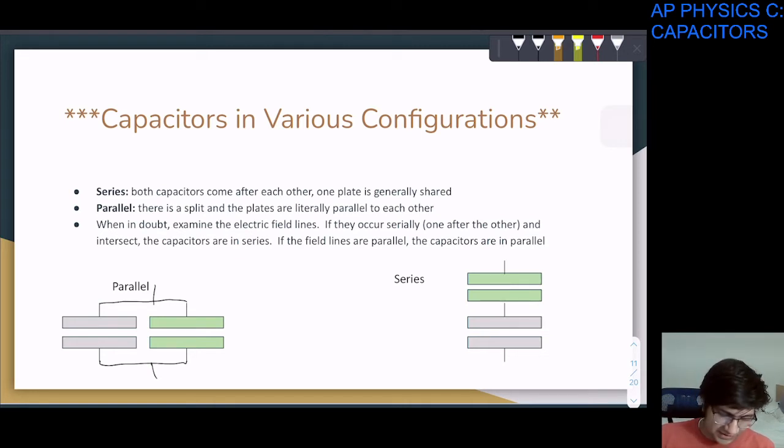And so when in doubt, a more scientific way of doing this is to examine the electric field lines. If they occur serially, the capacitors are in series, and if the fields are in parallel, the capacitors are in parallel.